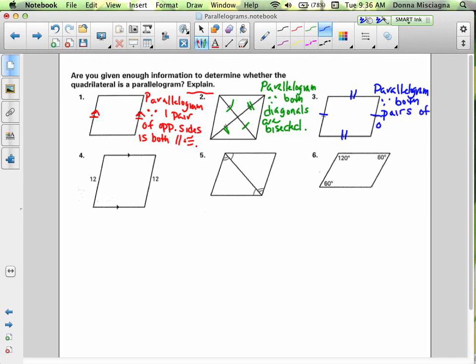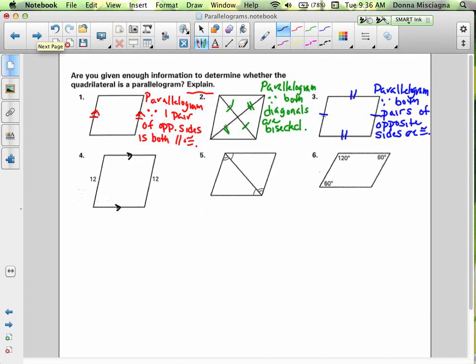And I bet you're already figuring these out before I even go over it. Sometimes these can be tricky, but these ones were pretty straightforward so far. Now this one might trick you. This is not like number 1. I have one pair of sides parallel and a different set of sides are congruent.